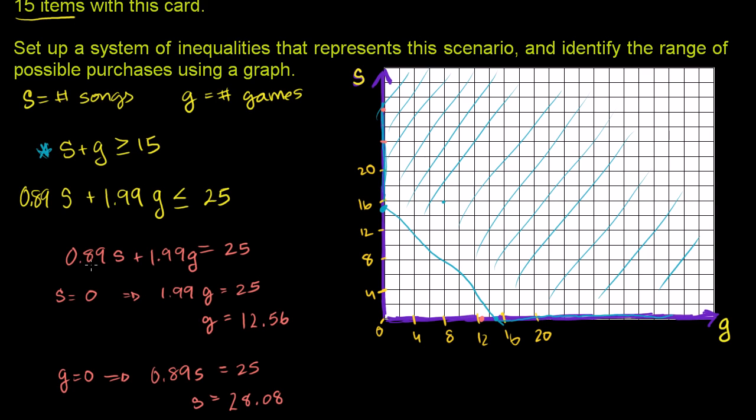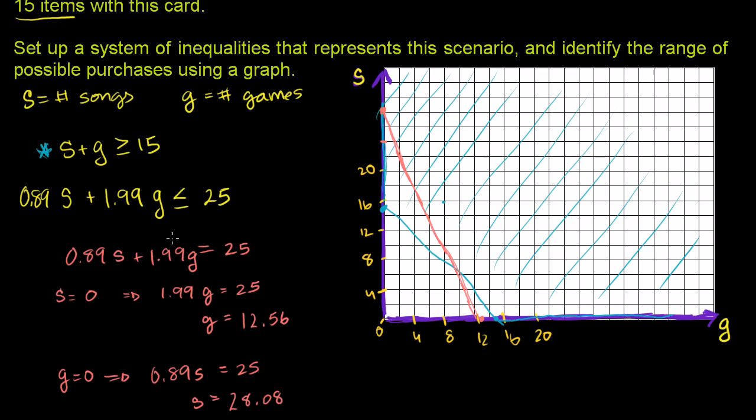So this line, 0.89s plus 199g is equal to 25, is going to go from the coordinate 0, 28, that point right there, all the way down to the point 12.56, 0. So let me see if I can draw that. I'll try one more attempt. Maybe if I start from the bottom, it'll be easier. That was a better attempt. Let me bold that in a little bit so you can make sure you can see it. So that line represents this right over here.